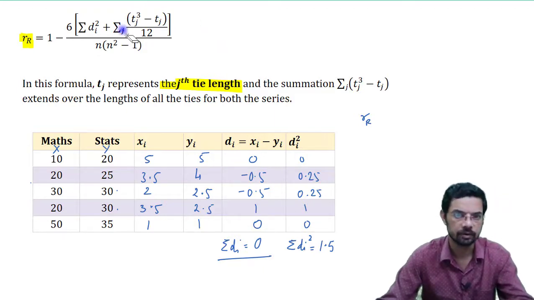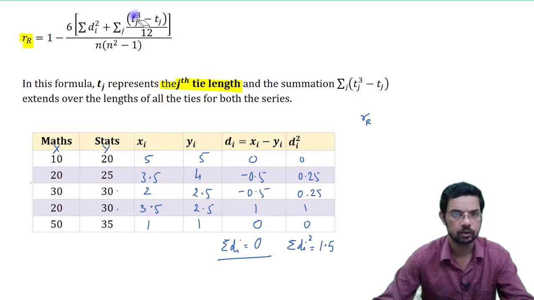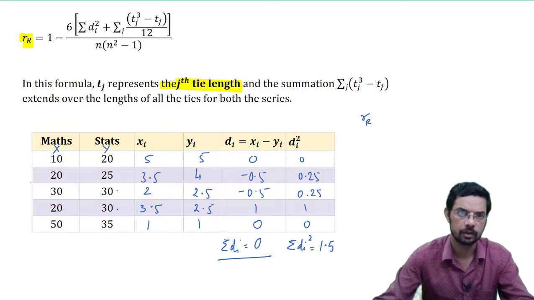Okay. For each tie. The first tie is this, and the tie length is 2. And here again there is a tie, and the tie length is 2. So we will be having 2 cube minus 2 for each. We will calculate and write.